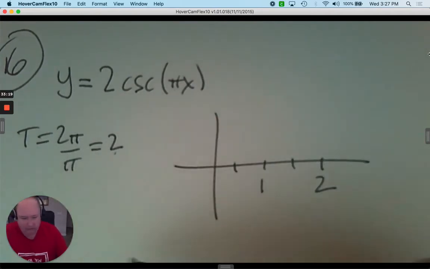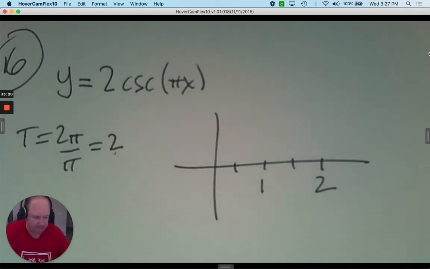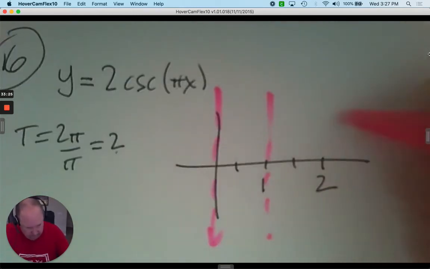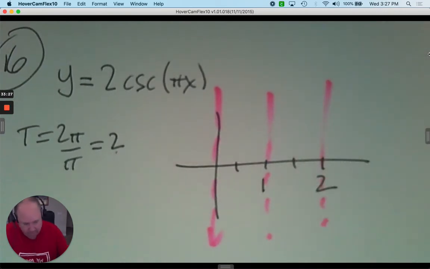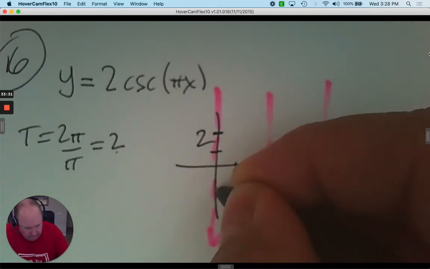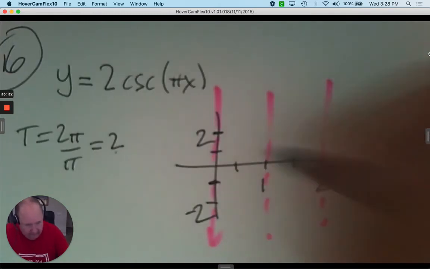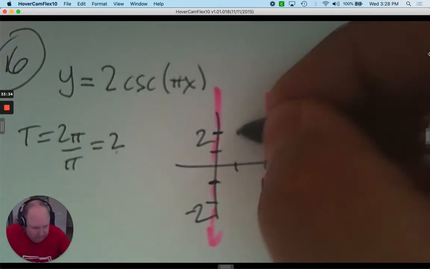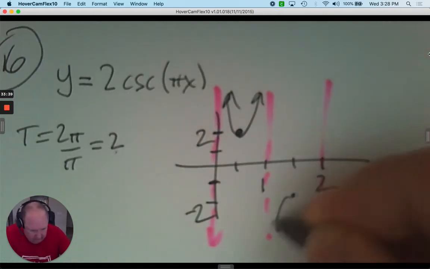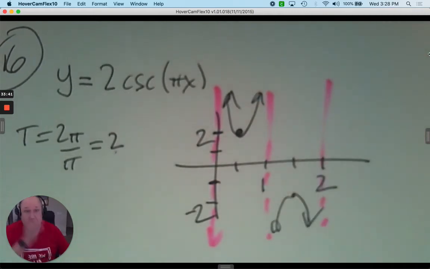Cosecant starts with an asymptote. The 2 is where the vertex is. And negative 2. And because it's positive, it starts at positive 2. And then it goes to negative 2. And there's the picture of 2 cosecant pi x.